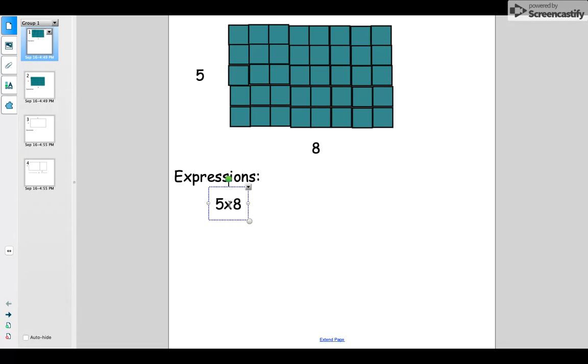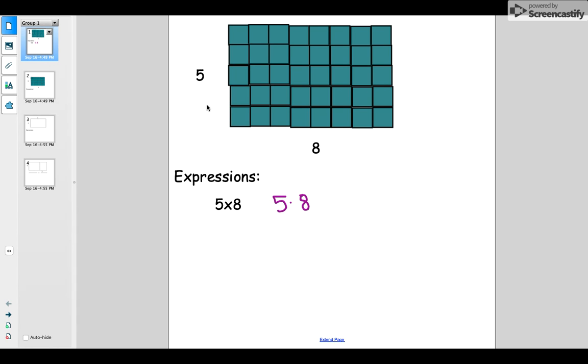Remember, we can use the multiplication symbol that we're used to as an x, but we also learned that we can write it now as a dot, 5 times 8, because that means the same thing as multiplication. With the distributive property, I now know that I can break things apart to create multiple expressions.